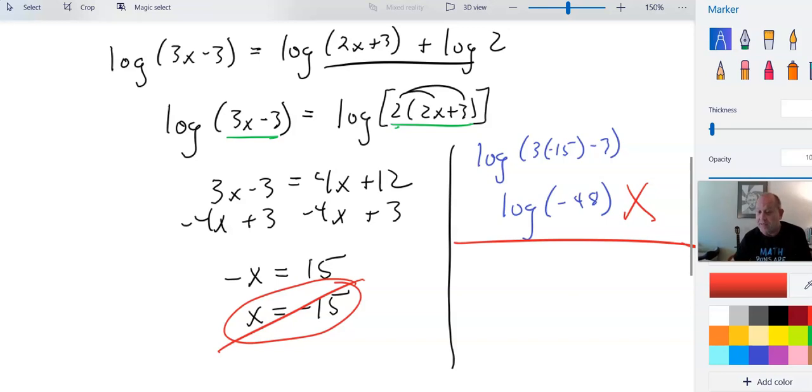Not all of these end up like this. Sometimes they work, sometimes they don't. What I wanted to emphasize to you guys is that when you have logs on both sides, you just want to condense each side down to one log and then set whatever's left equal to each other, right? Whatever's inside the logarithm, these things get set equal, right? Same way that you set the exponents equal when it comes out that way.